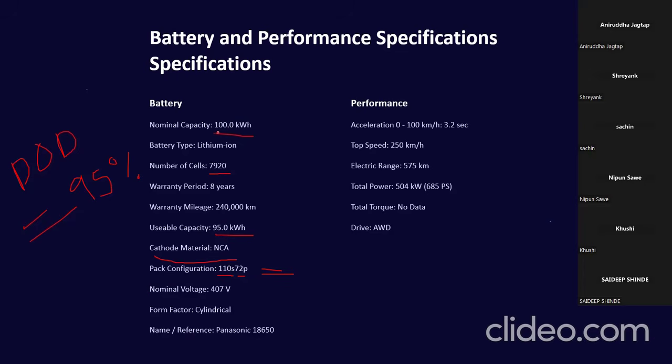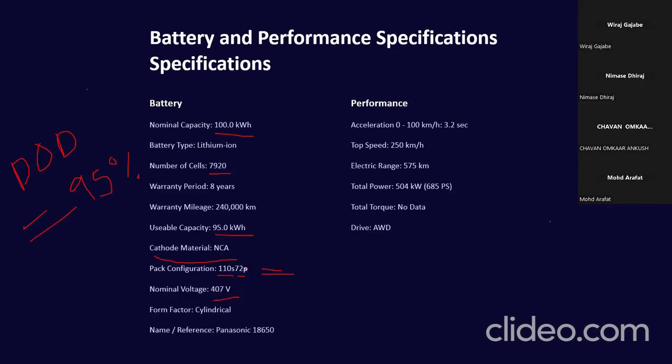As you can see, the total energy is 100 kilowatt hour. The total voltage they are getting for this pack is 407. When you connect multiple cells in series, each cell's voltage gets added up. So 110 cells you are using in series, right? So each cell's voltage will be 407 divided by 110. That will be each cell's nominal voltage.